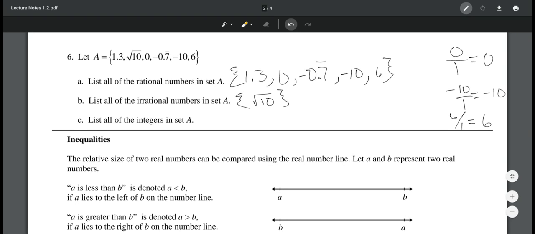Part C says list all the integers. Those are the numbers that are not decimals. So that would be 0, negative 10, and 6. Those are all the numbers that we can write as fractions, but their denominators are 1.